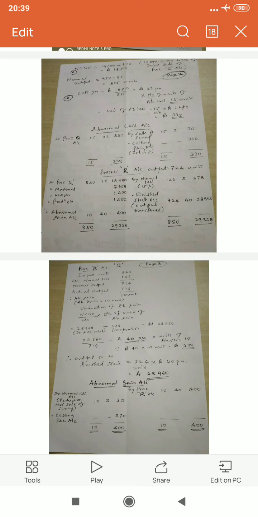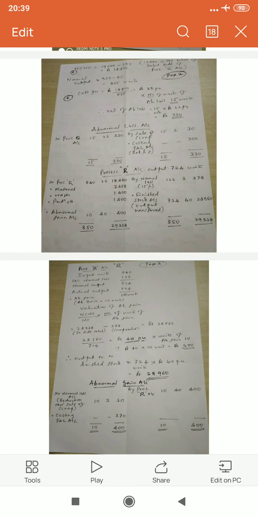330. Now, you again make reference pertaining to process Q account. In process Q account, it is stated by abnormal loss. How much is the number of units of abnormal loss? 15. At what rate abnormal loss is to be calculated? It is specifically solved in the solution that abnormal loss of 15 units to be calculated at the rate of rupees 22, it works out to 330.